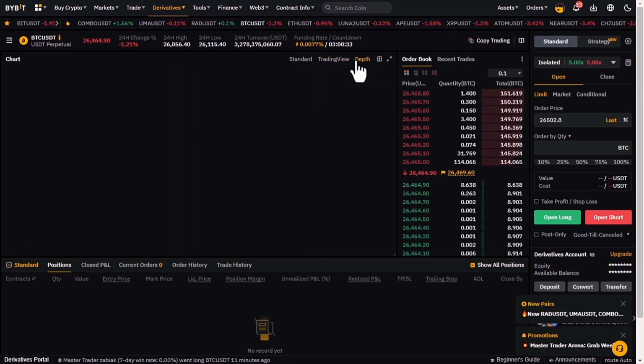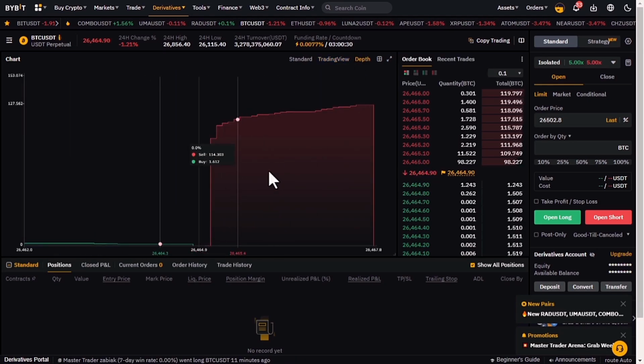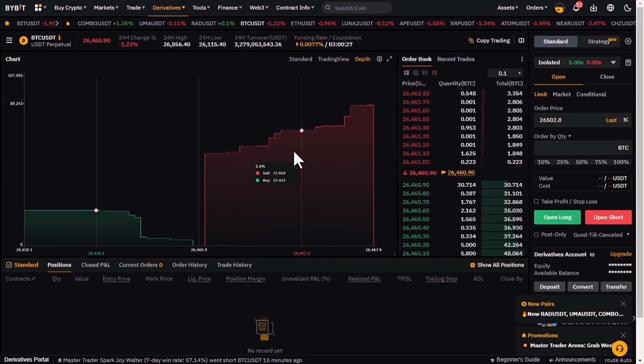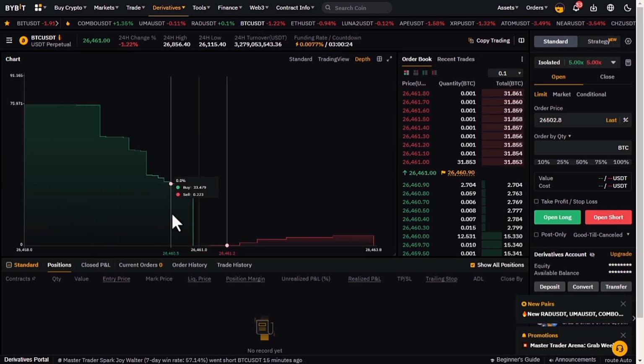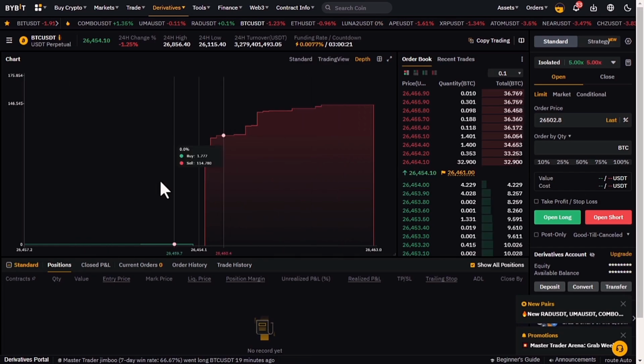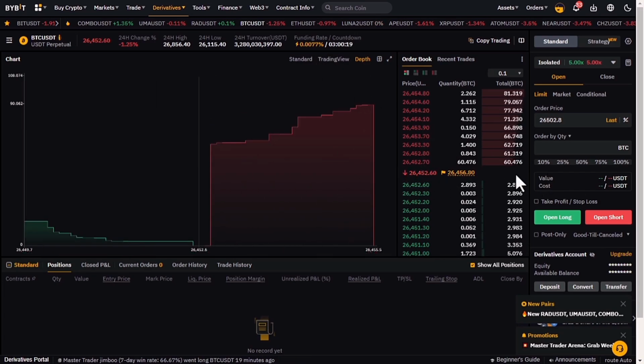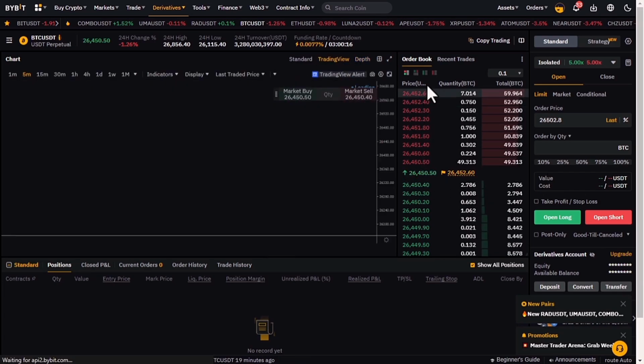And then we have the depth chart, so we don't want to just look at that. It's just giving you an overlook on the market. You can see the green means the buyers, the red is the sellers, and this is the depth of it. But it's so volatile because we are in a low time frame.